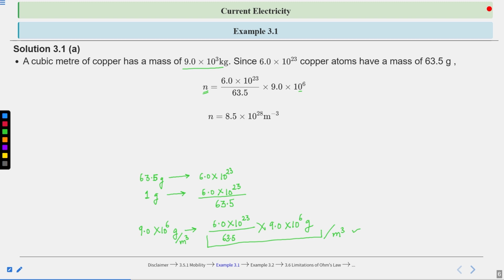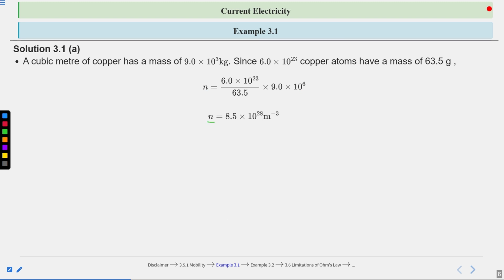Okay, so it is also given that n is equal to, after solving, 8.5 into 10 to the power 28 per meter cube. 8.5 into 10 to the power 28 is the number of copper atoms present per meter cube. m to the power -3 means per meter cube. Since one copper atom contributes 1 electron, the number of electrons per meter cube of copper is also the same, 8.5 into 10 to the power 28 per meter cube. So we have found the number density of electrons.